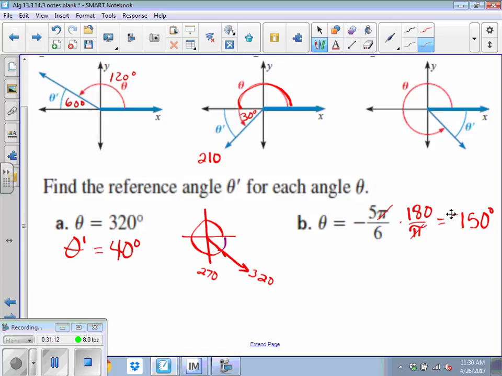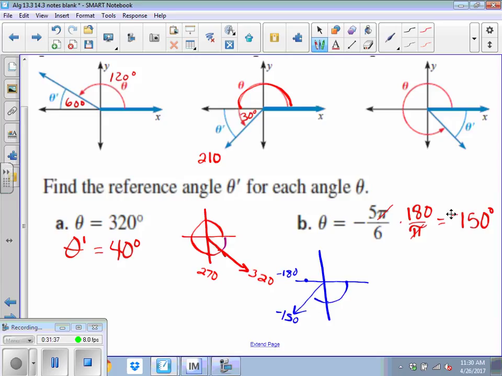Okay, so if I had to graph that, negative means I start here, but then where do I go? I go down instead of up, because it's negative. So this is negative what? 90. And all the way to here is negative 180, right? I don't need to go that far. I need to come somewhere right here.